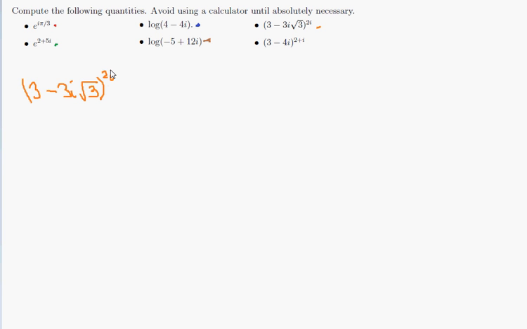By definition, this is equal to e to the 2i times the logarithm of 3 minus 3i square root of 3. And we compute the logarithm in much the same way that we just did the last two problems. So let me do that at the bottom of the screen. 3 minus 3i square root of 3.